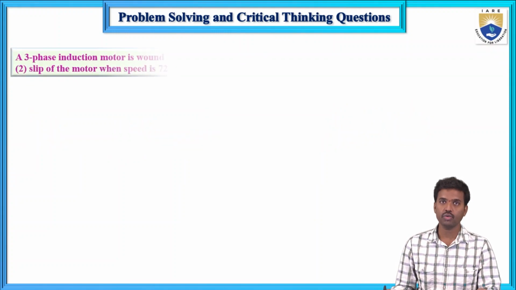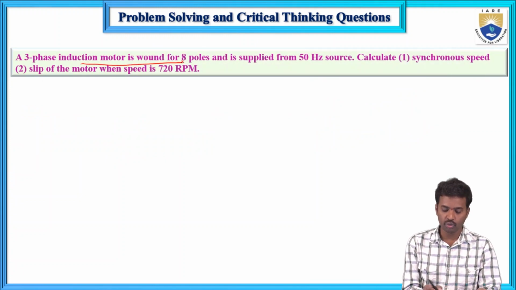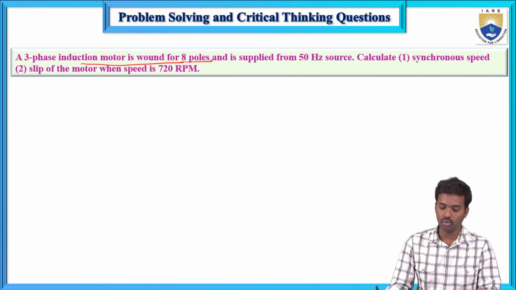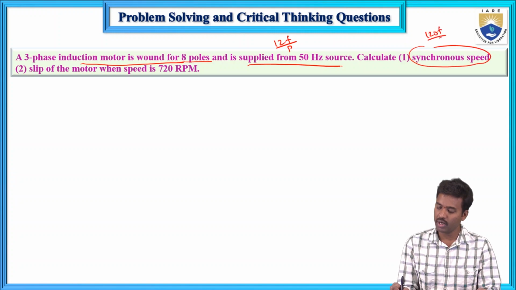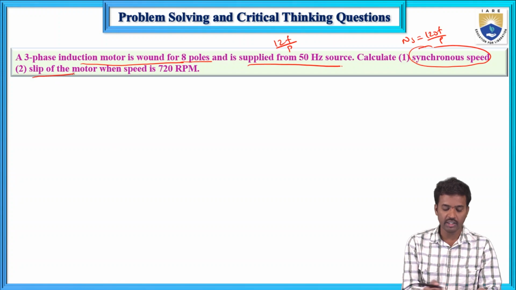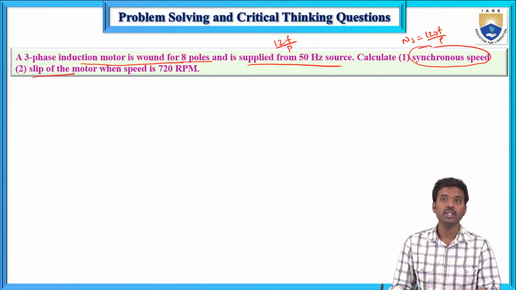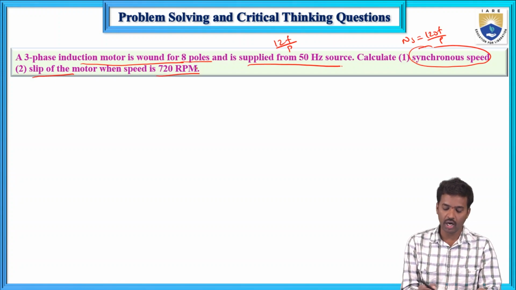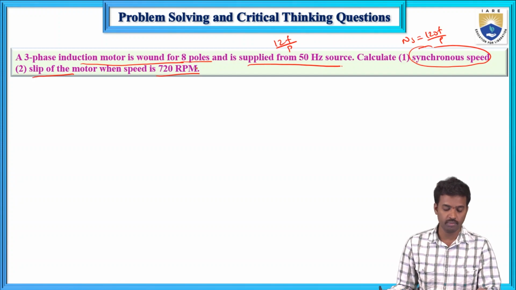So now here second question, a three-phase induction motor is wound for 8 poles and supplied from 50 Hz. Same as before, you can find out the synchronous speed, 120 F by P, as we discussed in the previous problem, and from this synchronous speed calculate the slip of the motor when the speed is 720 RPM, rotations per minute.